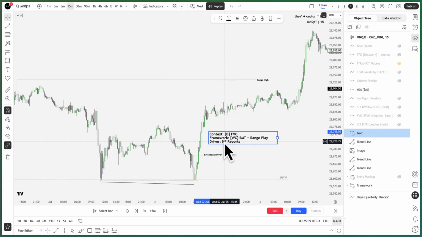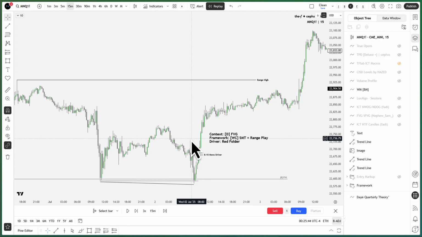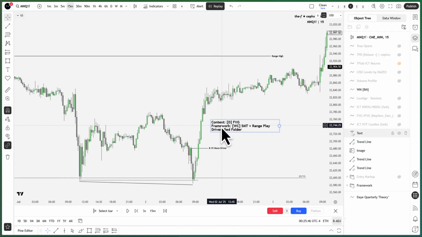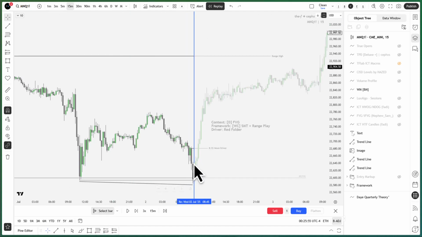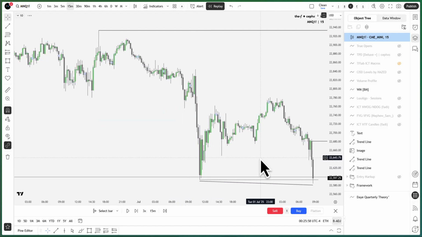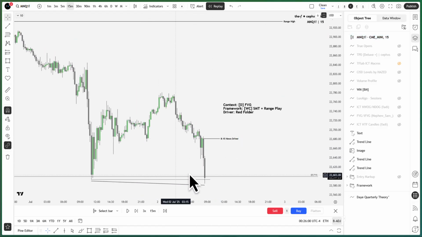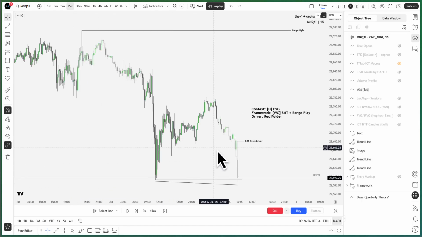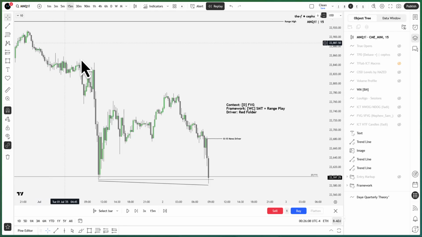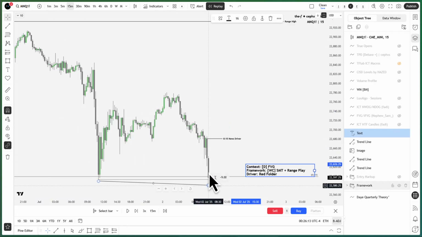It's a red folder, right? So I'm just gonna say a red folder, and then we have our context, our framework, and our driver. So if I go to the bar replay, right, and I start right here where the news driver drives price into a relevant swing low, relevant swing point, we can go through the process on the 1 minute chart of how price progresses after it takes this relevant swing low.